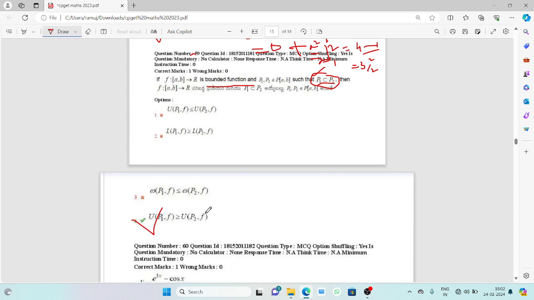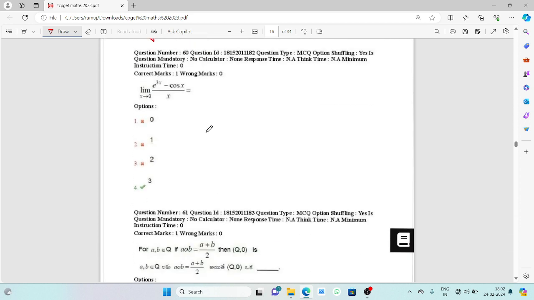So by using that also, we can say that U of P1 of F is greater than or equal to U of P2 of F. So that is the correct option for the 59th question. So the 16th one is, he is asking the limiting value here.